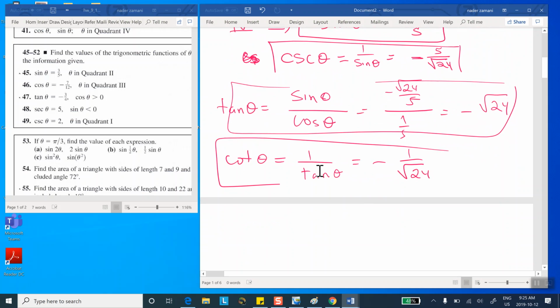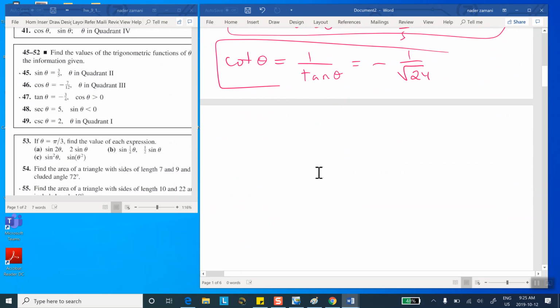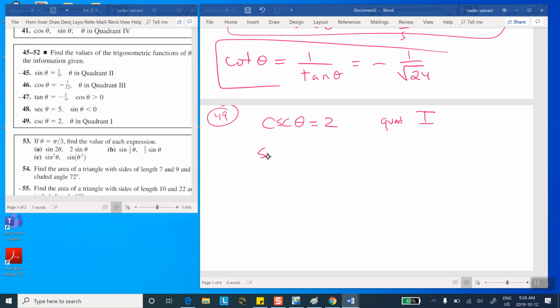Let's go to number 49. Cosecant of theta equal to 2, and we are in quadrant 1. Okay, so cosecant, immediately sine of theta is going to be 1 over cosecant of theta. It's going to be 1/2. That takes care of this.